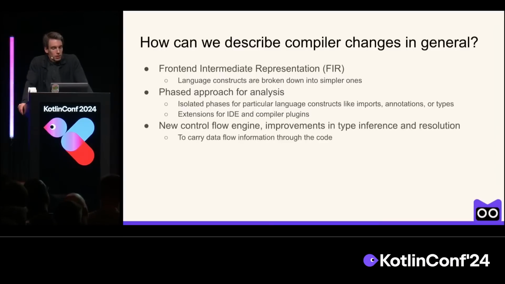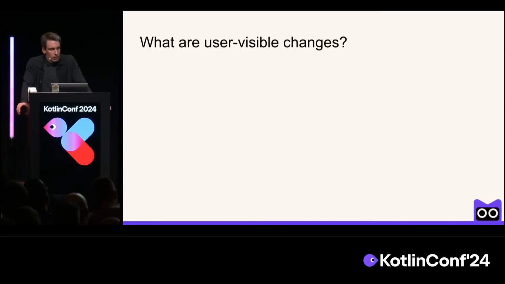And we introduced a new control flow engine, built from scratch, designed to offer more sophisticated analysis of the code's execution path. With this engine, the compiler can better predict and detect unreachable code, potential bugs, and other issues. And this is also where most of our new features come from. But what are the user-visible changes? I'm going to highlight just a few of them. So let's start one by one.